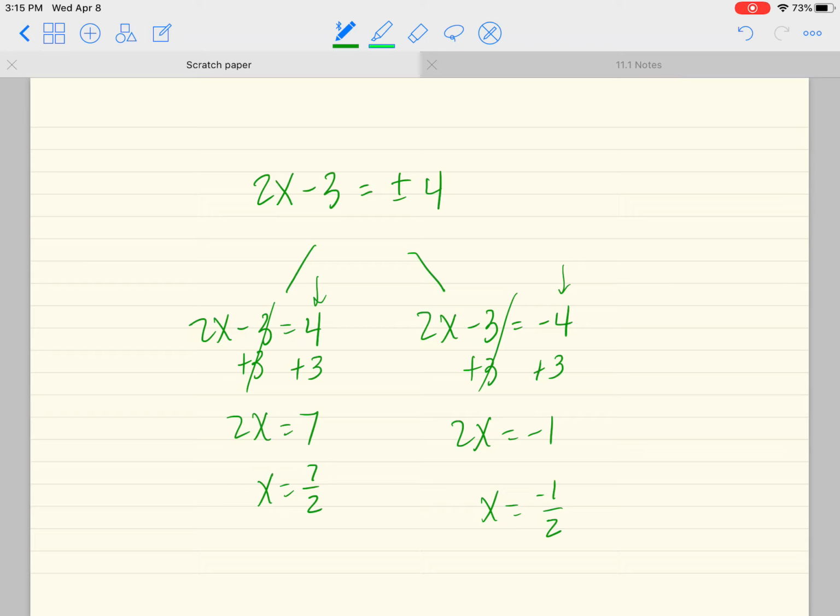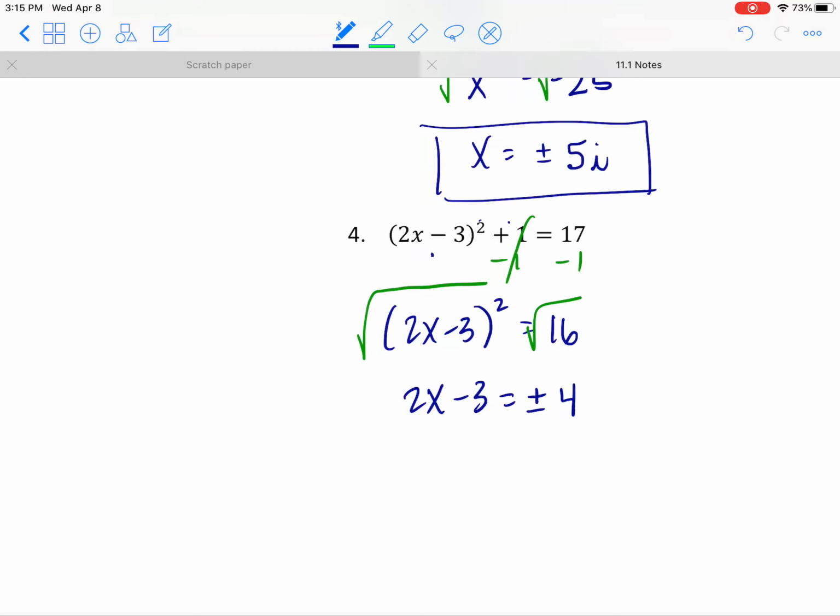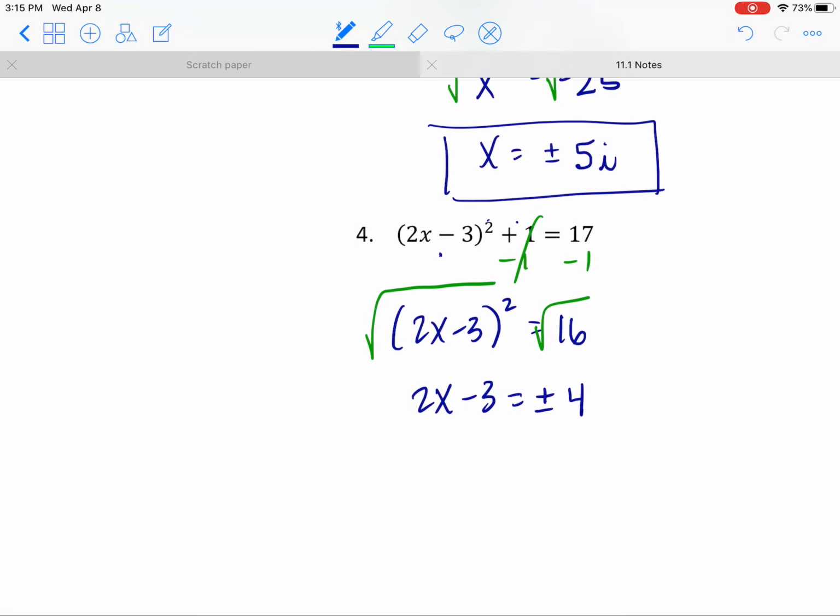So to me, that is less work and easier for me to manage than splitting it out and doing the same work twice, just with a different result here. But if you're likely to make mistakes, this might be a better approach for you. Okay, you can choose. I'm going to show it the long way on the note sheet, but you can choose.